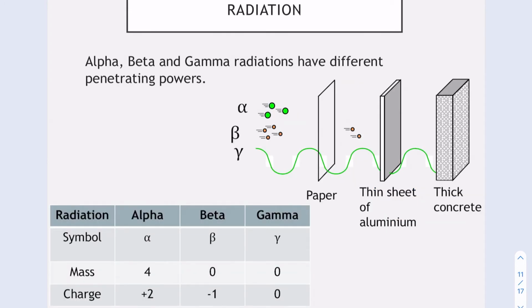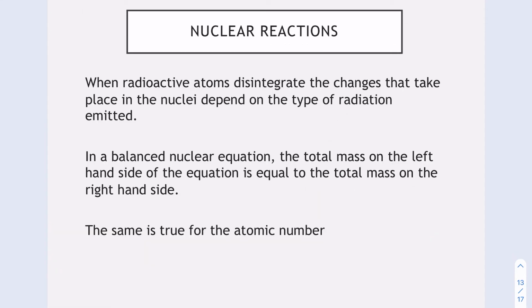So here's a quick summary. We have alpha with the symbol, a mass of 4, charge of +2, then beta and gamma, and we've got how alpha, beta and gamma radiation can be stopped. So we've got paper for alpha, thin sheet of aluminium for beta, and then thick concrete or lead for gamma radiation. So now we're going to move on to nuclear reactions.